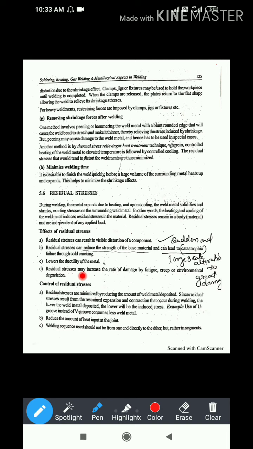It lowers the toughness of the metal, lowers the ductility of the metal. So obviously, if the residual stresses are more, it can change the mechanical properties of the material. Keep in your mind, residual stresses may increase the rate of damage by fatigue and environmental degradation. What do you mean by fatigue? If there are residual stresses in the welded workpiece, fatigue means sudden impact. If you give a hammer blow on the workpiece, it may crack. That is called fatigue.